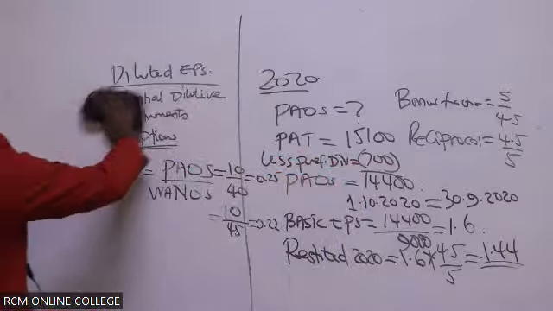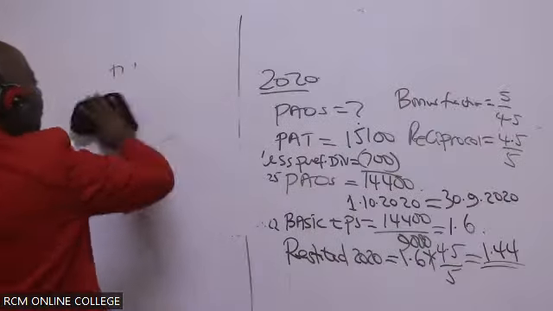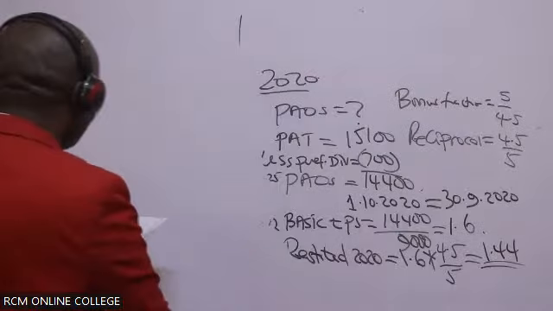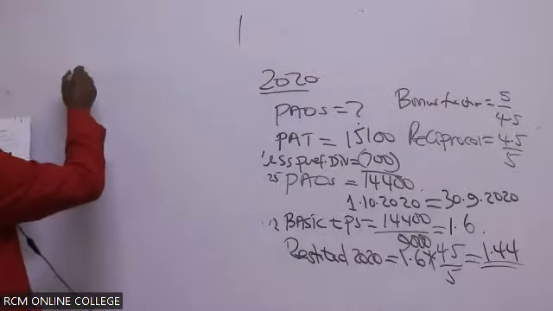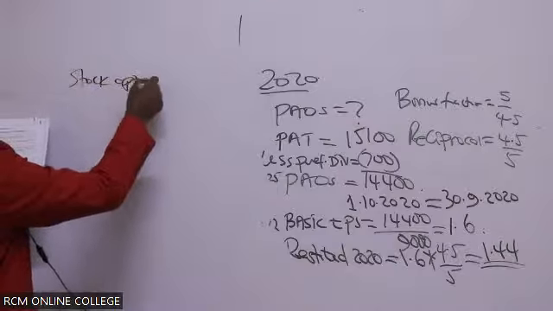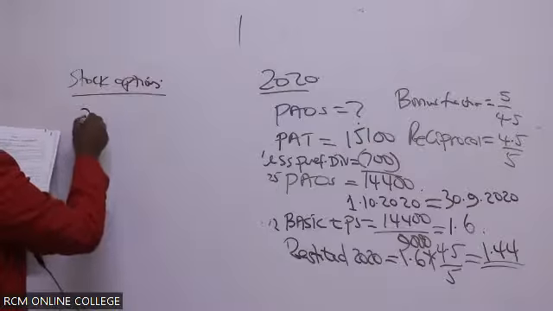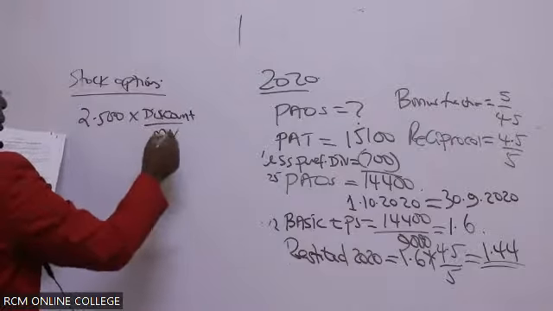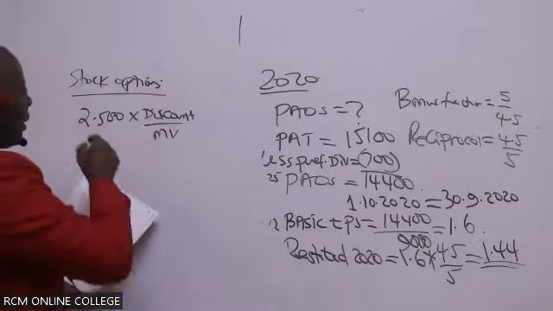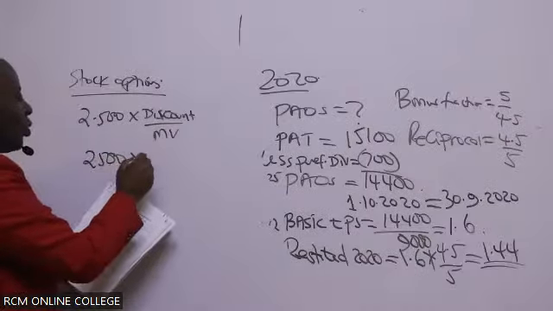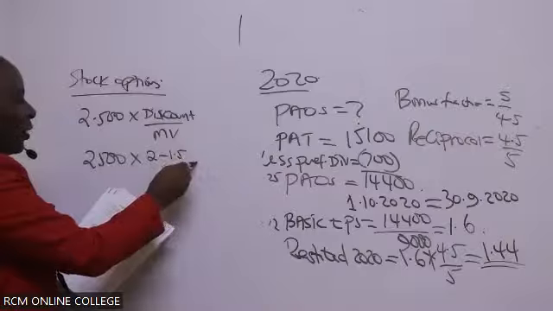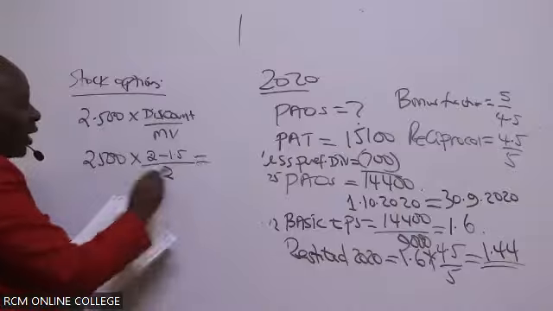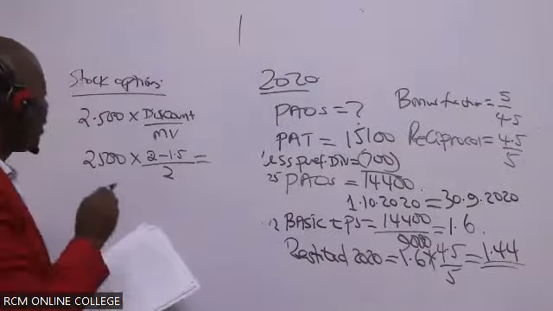So I hope you have written there stock options. Stock options are just options. I'm trying to identify the dilutive instruments. Stock options. So in this case, they were 2,500 times the discount over market value of the shares. So this will be 2,500. The discount, of course, you've told me: I take 2 minus 1.5, all over the normal price, all over 2. If I do it this way, then I will be able to get the free shares.